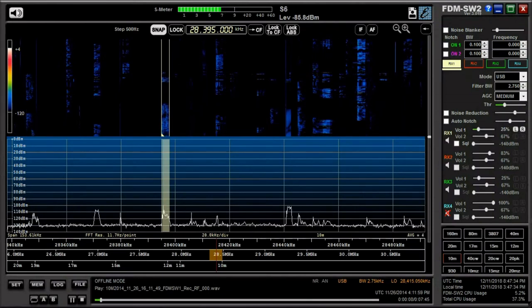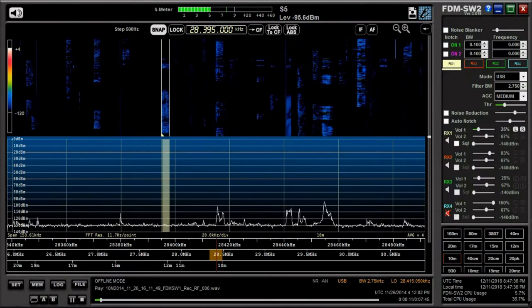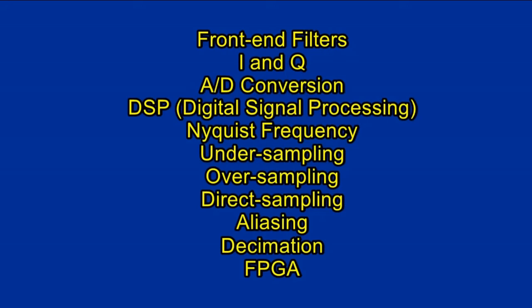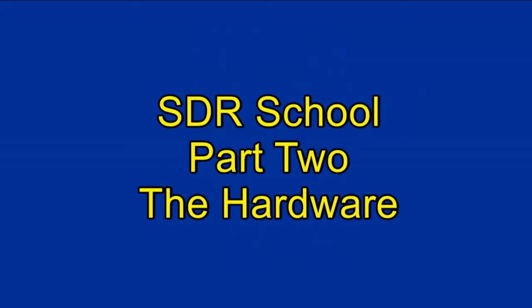Hopefully by now you have a pretty good idea of how things can be done. Along with adding a few words to your vocabulary, we learned about front-end filters, I and Q, A to D conversion, DSP, the Nyquist frequency, undersampling, oversampling, direct sampling, aliasing, decimation, FPGAs, and a bit more. Understanding these concepts and the related terminology will help us understand the different SDR architectures. We'll talk about that in part 2, the hardware.